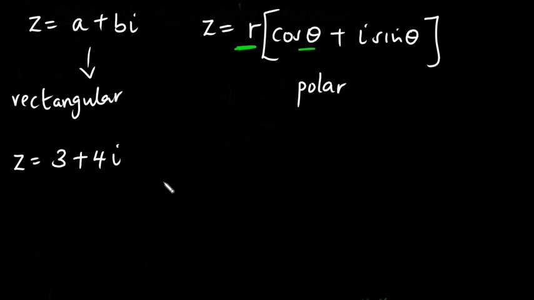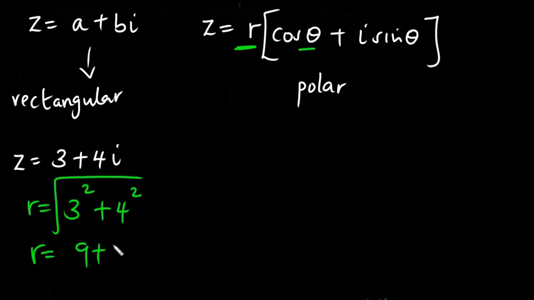In the last video we learned how to find the modulus of a complex number, and if you happen never to have watched that video, you can follow the link in the description box. So let's find the modulus of this number. The modulus is going to be the square root of 3 squared plus 4 squared, so this is the square root of 9 plus 16, which is the square root of 25, which is equal to 5. So the value of r is 5.